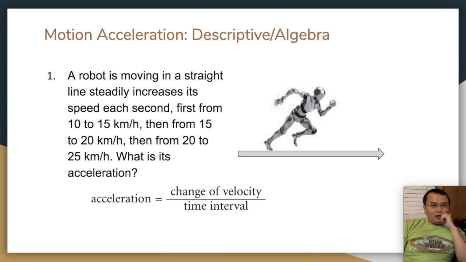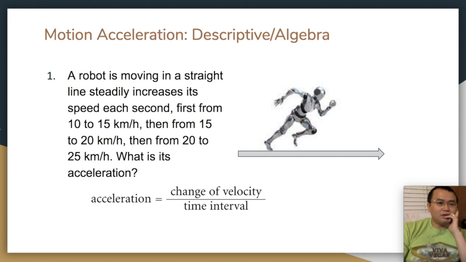A robot is moving in a straight line, steadily increasing its speed each second, first from 10 to 15 km per hour, then from 15 to 20 km per hour, then from 20 to 25 km per hour. What is its acceleration? Okay, I want you to pause the video now and see if you can figure that out and click play when you're ready.